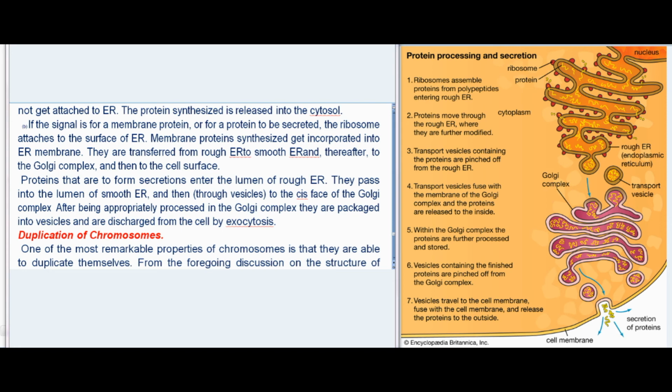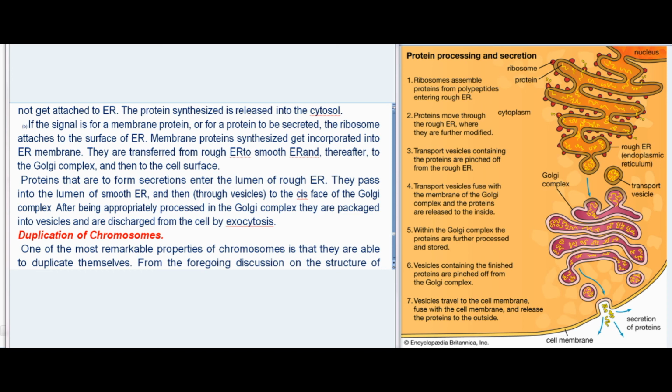Proteins that are to form secretions enter the lumen of rough ER. They pass into the lumen of smooth ER, and then, through vesicles, to the cis face of the Golgi complex. After being appropriately processed in the Golgi complex, they are packaged into vesicles and are discharged from the cell by exocytosis.